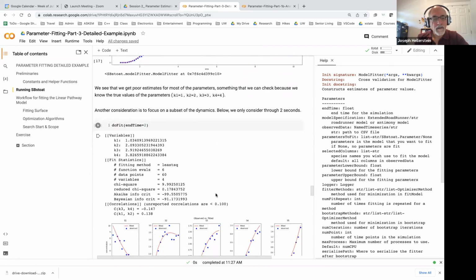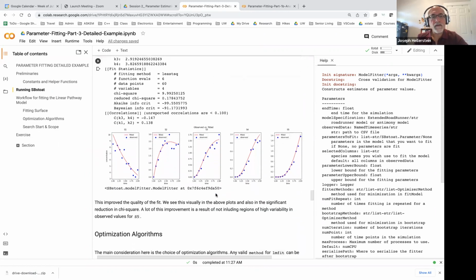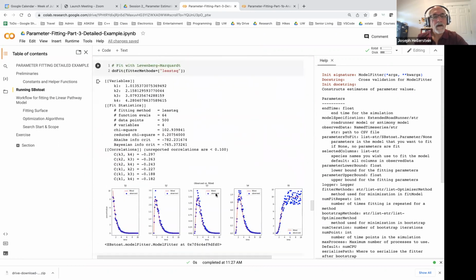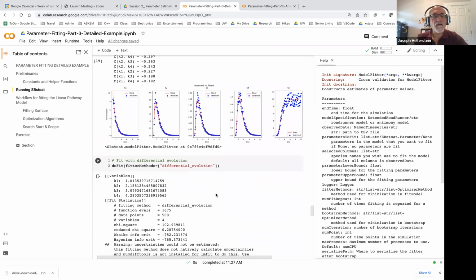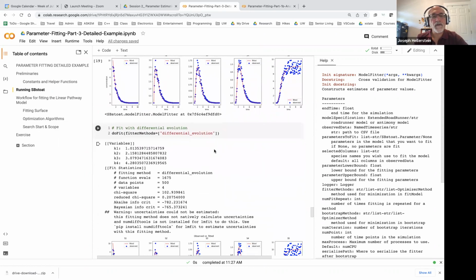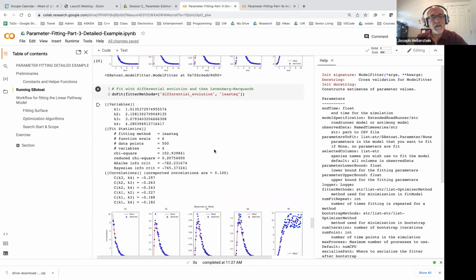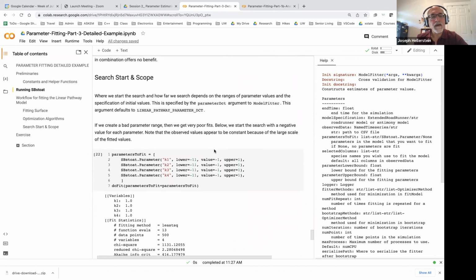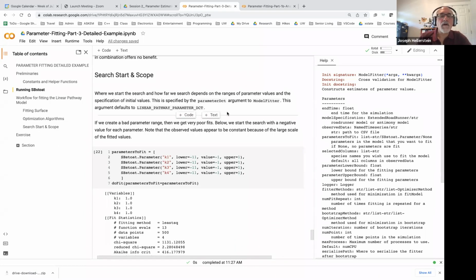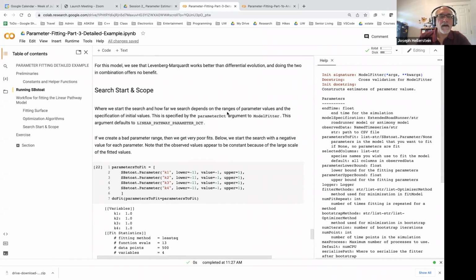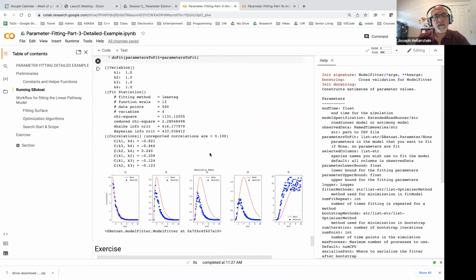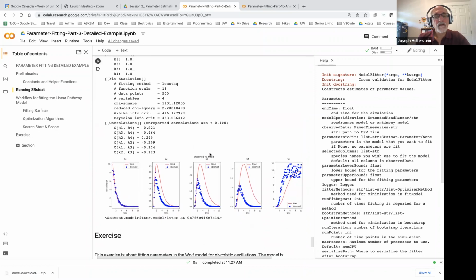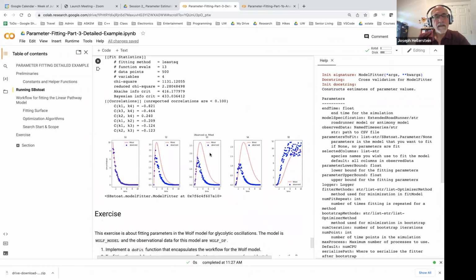What I was going to do is just scroll on down a little bit more. This is changes for the optimization algorithms you might use. This is an example of looking with differential evolution. As you go through this part of the notebook, it goes through some detail about each one of these challenges, like what's the start of the search and what's the scope, and how you might then adjust your fitting to be able to consider all this.